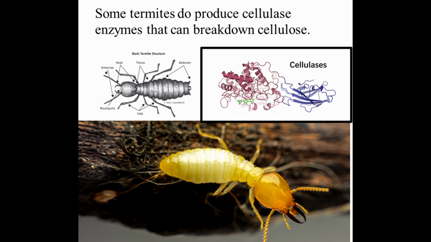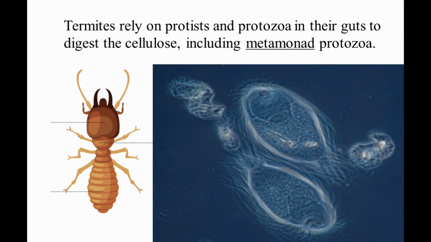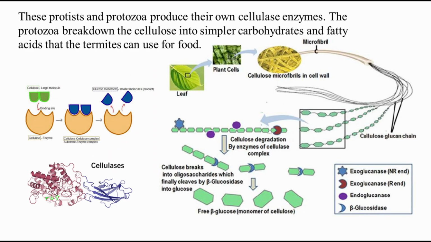Some termites do produce cellulase enzymes that can break down cellulose. However, termites cannot digest cellulose directly. Termites rely on protists and protozoa in their guts to digest the cellulose, including metamonad protozoa. These protists and protozoa produce their own cellulase enzymes. The protozoa break down the cellulose into simpler carbohydrates and fatty acids that the termites can use for food.